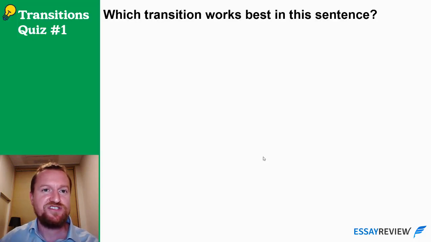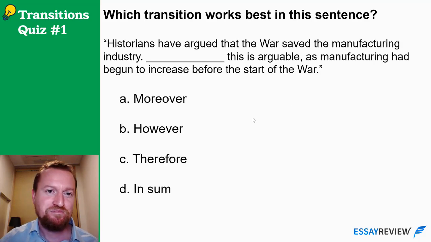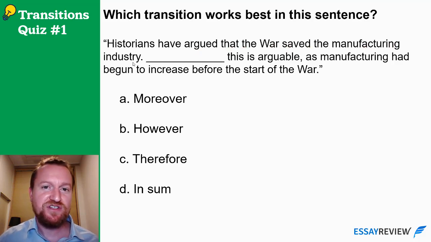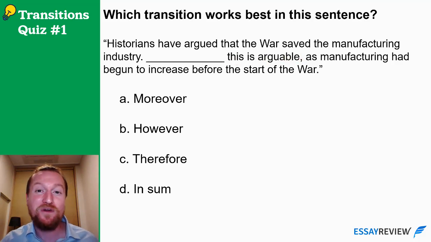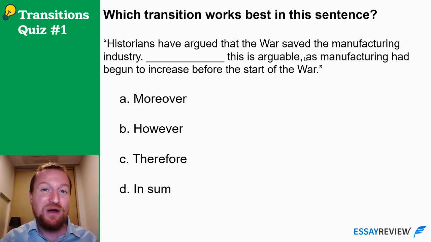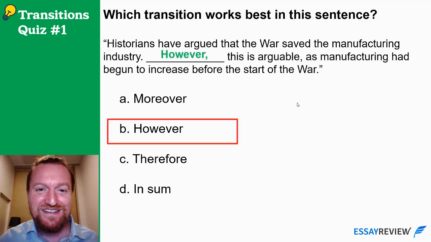Let's just do one transition quiz. Which transition works best in this particular sentence? Historians have argued that the war saved the manufacturing industry. This is arguable, as manufacturing had begun to increase before the start of the war. Now, here's a hint. I had to give you this phrase here, otherwise you wouldn't know what to use. And that tells you how important the transition is. The answer is however, because I've given you this hint.